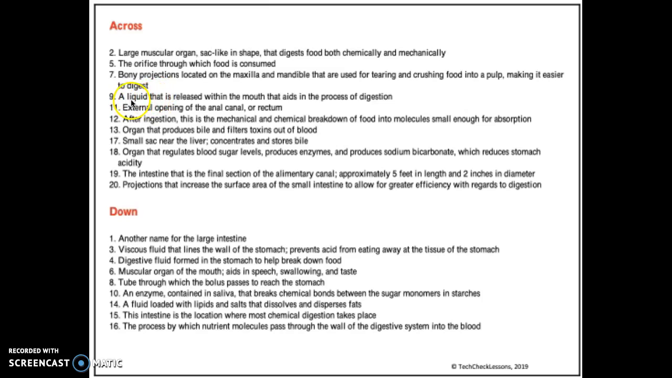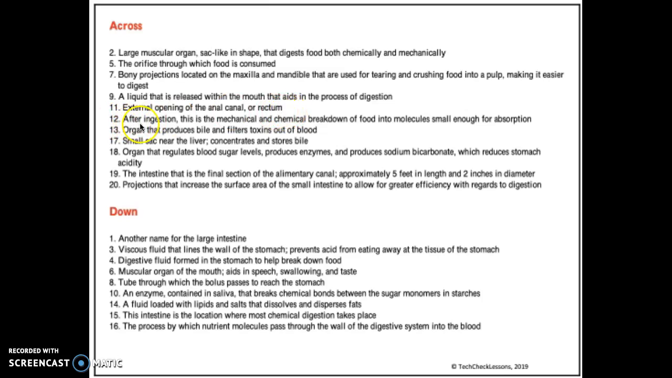Number 9, a liquid that is released within the mouth that aids in the process of digestion. What is the liquid that is in the mouth? Even when you're spitting or swallowing, it's always there in your mouth. If you thought the word saliva, you have the right answer. It's the saliva. Number 11, external opening of the anal canal or rectum. So the external opening through which you excrete waste from your body is actually called the anus. So the answer is anus, A-N-U-S.